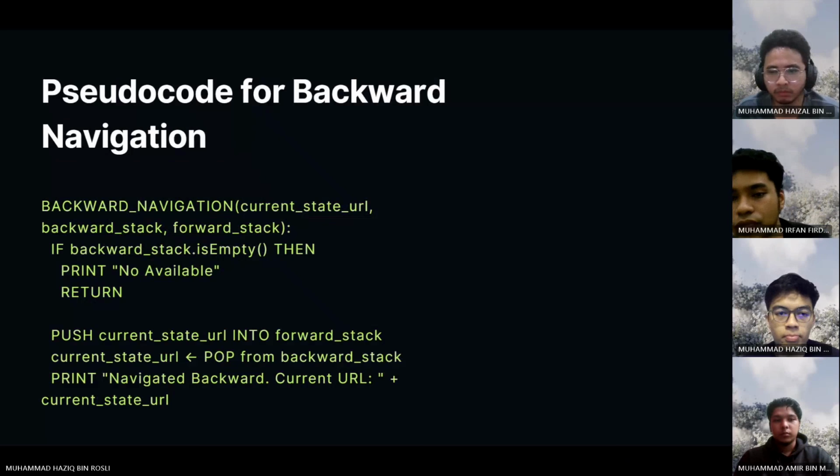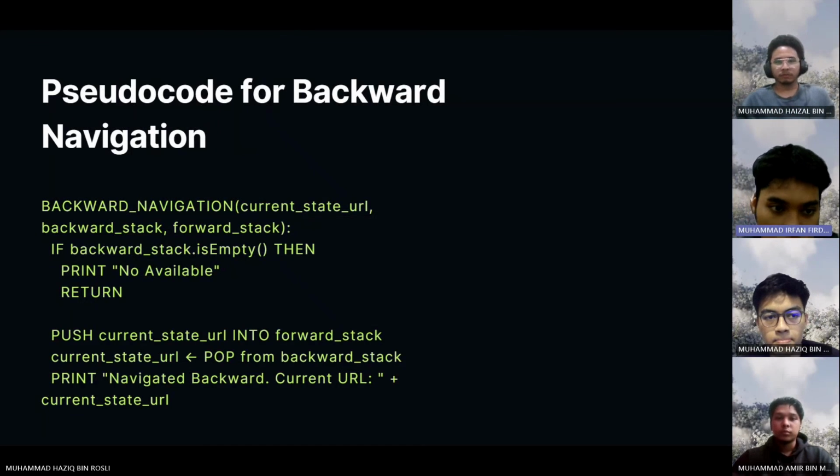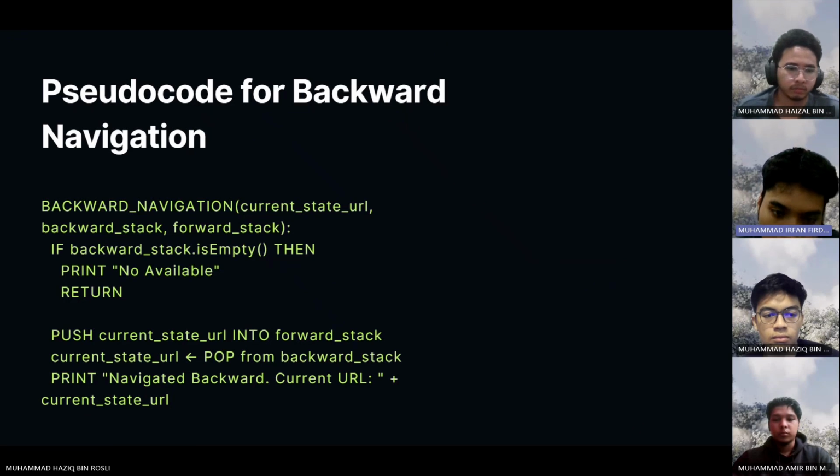So here is the pseudocode for backward navigation. We have current state URL, backward stack, and forward stack. If the backward stack is empty, then we print not available and return. And we push the current state URL into the forward stack. Current state URL is popped from the backward stack and we print navigate backward.